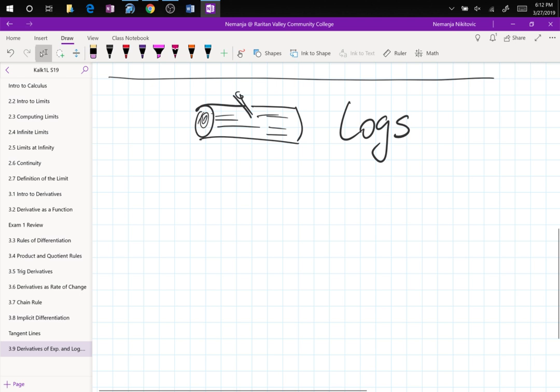It's a pretty good log, right? I've been drawing log for years. Should be better.